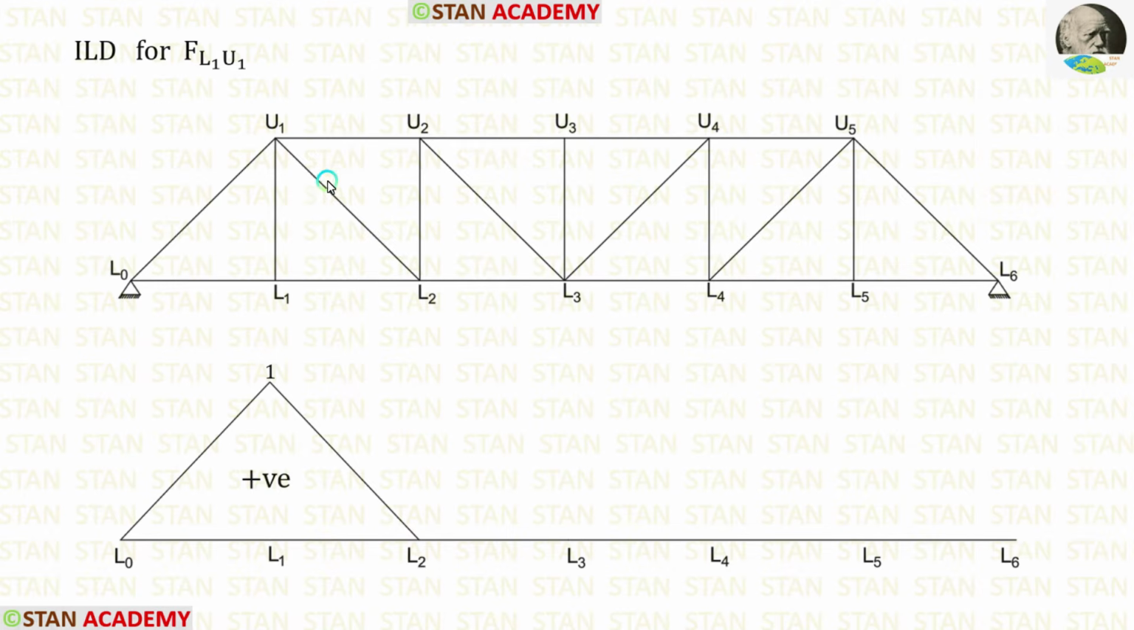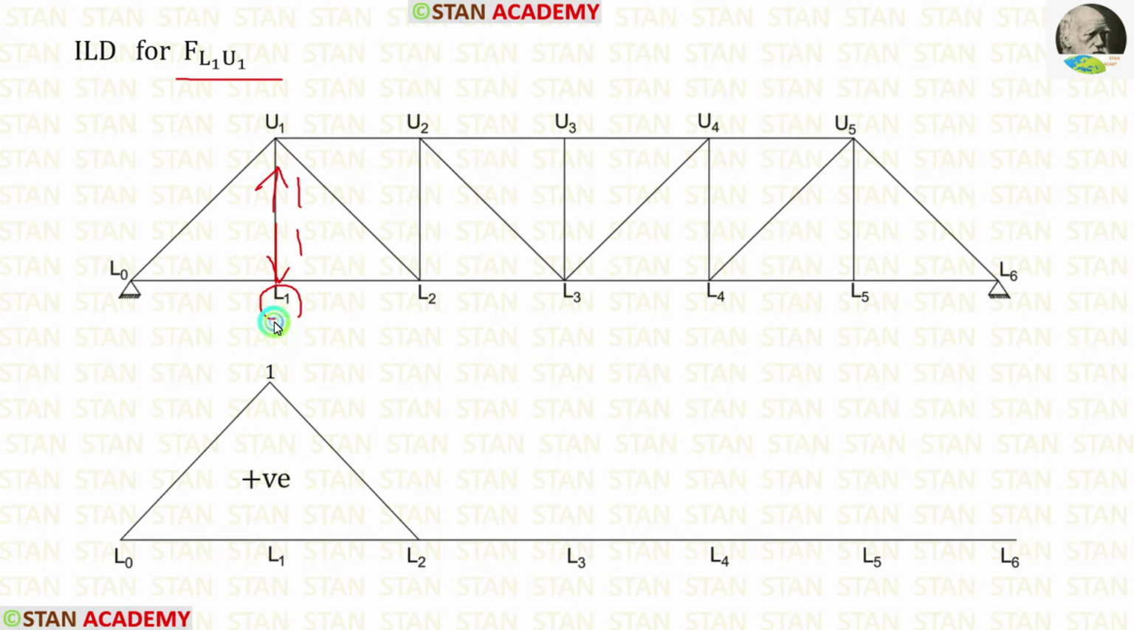We have done influence line diagram for the top chord members and bottom chord members. Now let us start with the vertical members. First let us do for the force L1 U1. In the point L0, force L1 U1 will be 0 because all of the load will be taken by the reaction. When the unit load is acting in the point L1, all of the load will be taken by FL1 U1. Also it will be acting upwards. Using the concept we can draw ILD for FL1 U1.